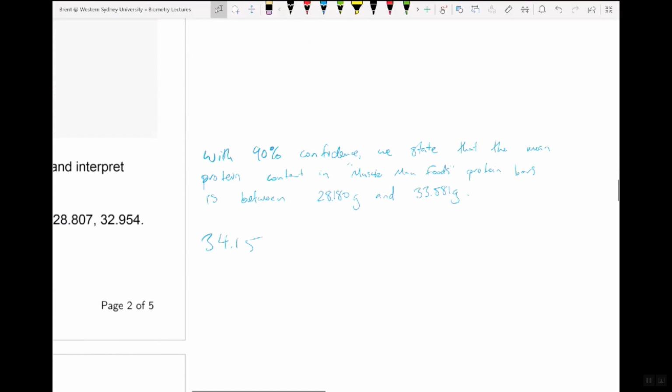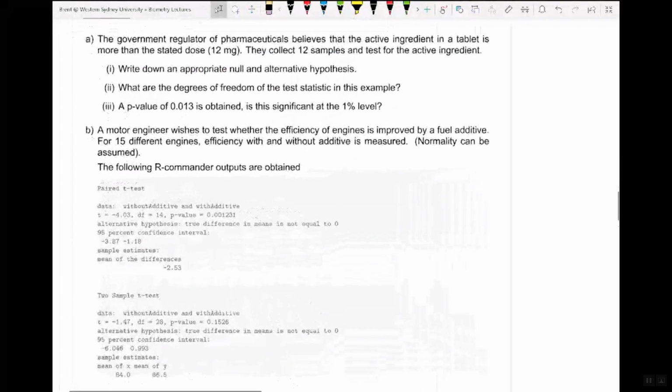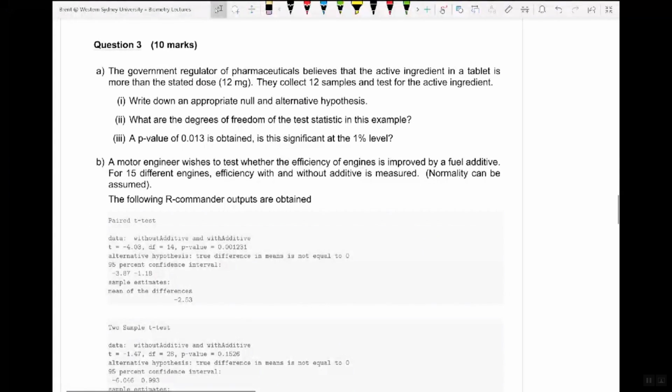So the next one, a government regulator of pharmaceuticals believes that the active ingredient in a tablet is more than the stated dose of 12 milligrams. So they've got a hypothesis. They think that something's wrong with these particular tablets on the market. To test whether or not they are correct, they take a sample of 12 and test for the amount of active ingredient in each of those 12 tablets. So we've been asked, given this situation, to write down the null and alternative hypothesis, find the degrees of freedom, and work out a conclusion based on the case study stuff.